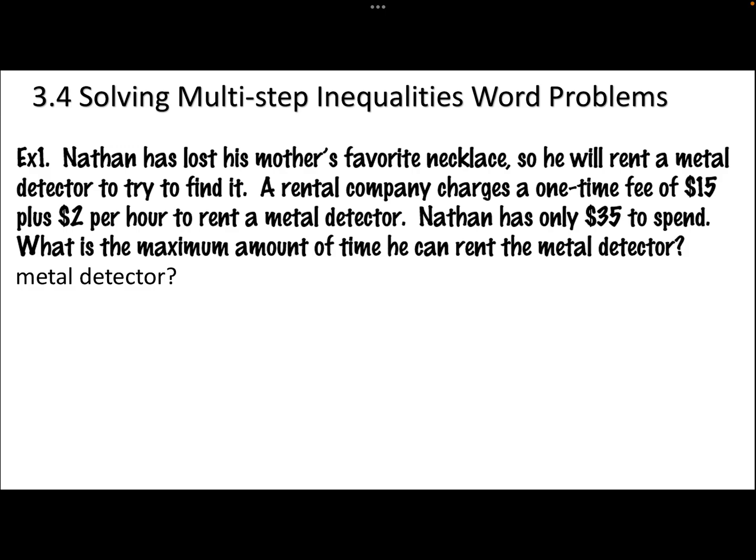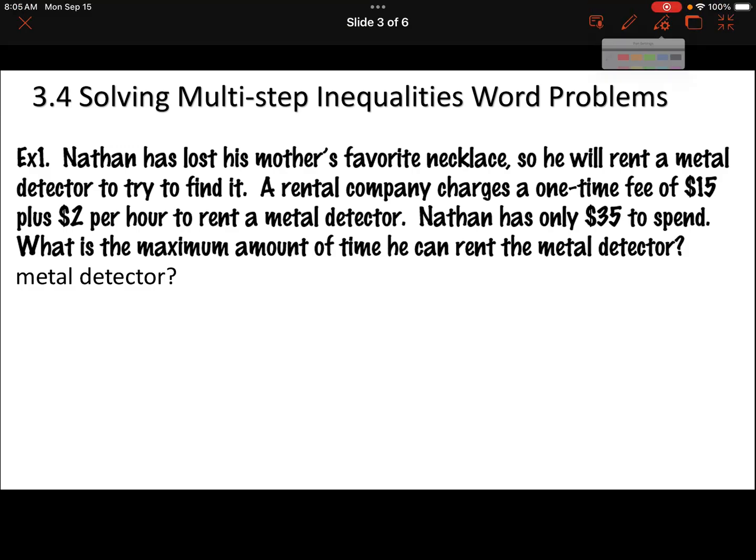It says, Nathan has lost his mother's favorite necklace, so he will rent a metal detector to try to find it. A rental company charges a one-time fee of $15 plus $2 per hour to rent a metal detector. Nathan has only $35 to spend. What's the maximum amount that he can spend to rent the metal detector? Okay, so let's go through this again. There is a one-time fee of $15, plus $2 per hour, and right there, that per hour is going to help us with our defining it. And we have only $35 to spend.